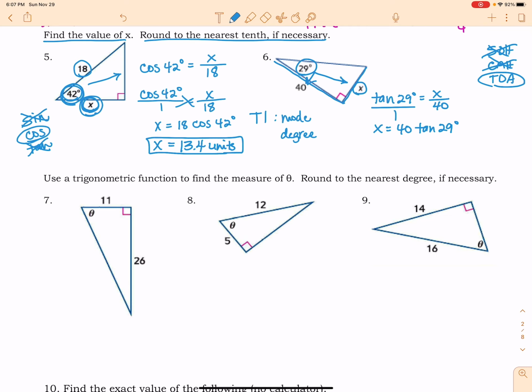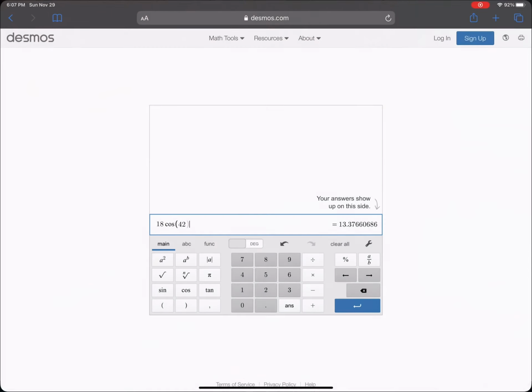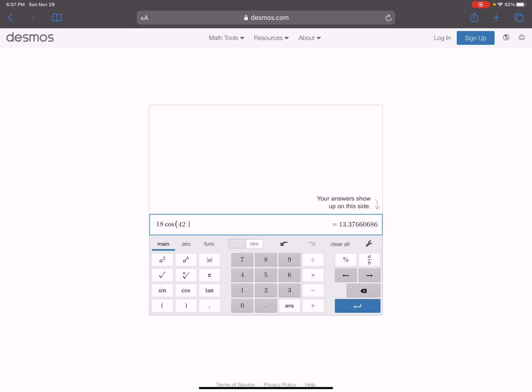Then I'm going to go to my calculator. I'm going to clear that, and I've got 40 times tangent of 29 degrees. And that gives me 22.2.